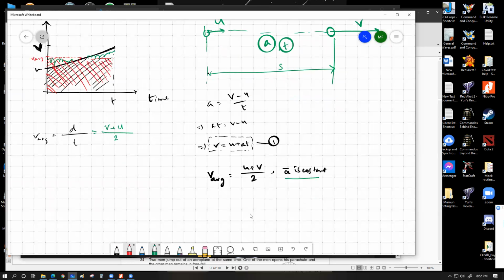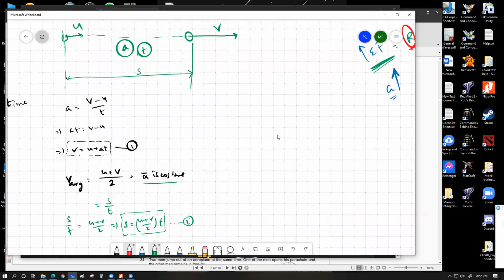If we're trying to find out the distance covered, average velocity is equal to U plus V divided by 2, which can also be written as total distance covered divided by time. And if I now equate this expression, S over T equals U plus V divided by 2, which ultimately gives you S equals U plus V divided by 2 multiplied by T. This is our second equation of motion that we have. So that's another part.